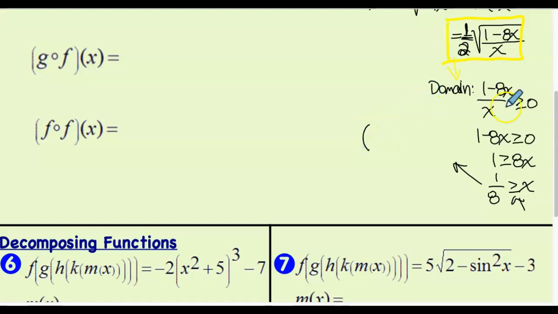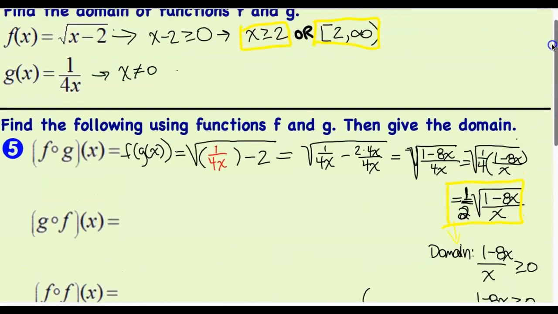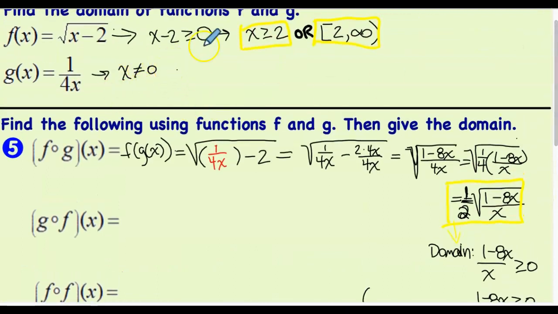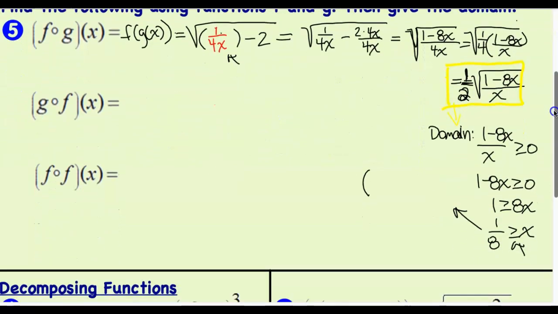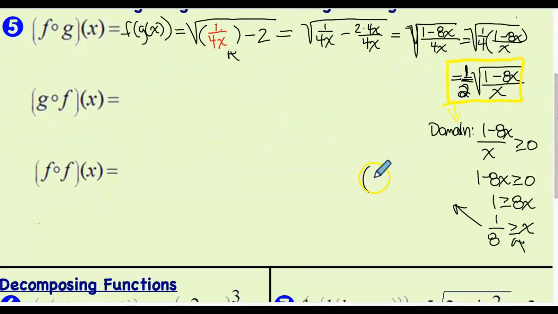So x could be 1/8, but it definitely cannot be anything bigger than 1/8. So when you consider restricted values, just reminding that x can't be 0, because x is on the bottom of a fraction. It is also under a square root. So what we're going to say is that x goes from 0 to 1/8. I'm sorry, 1/8 would definitely be the maximum, and then anything else would be okay.